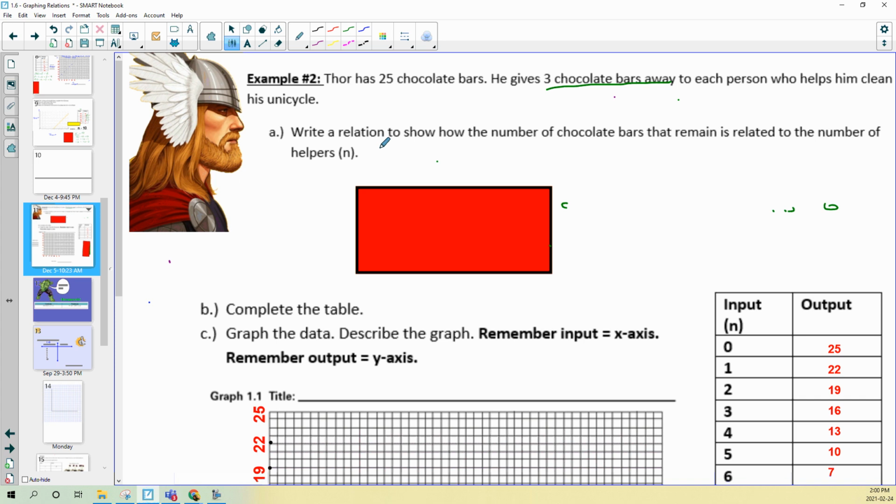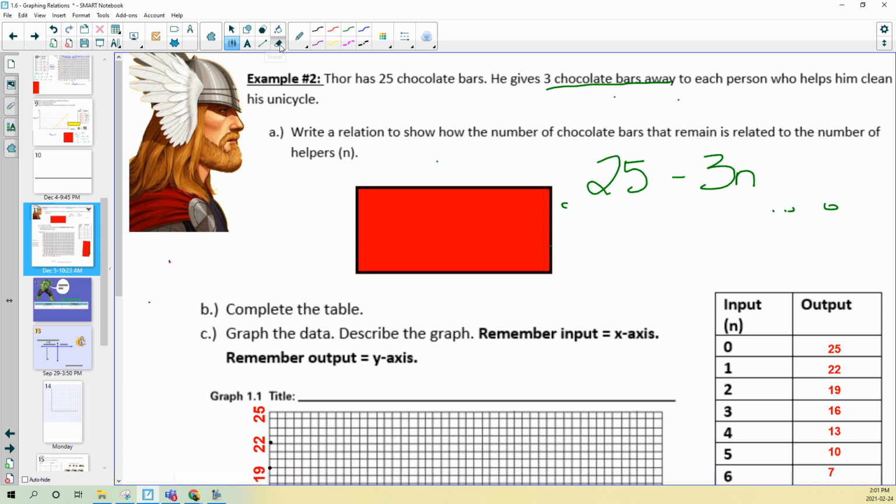We have no idea how many friends he's going to be having to help him clean his unicycle. So it says write a relation to show how the number of chocolate bars that remain is related to the number of helpers. So they want us to create an expression. So if we have 25 chocolate bars, and every time he's subtracting 3, we don't know how many people are helping him, so I'm going to represent that as n, because 3 times 1 would give me 3. I'm still deducting 3 chocolate bars away from 25.